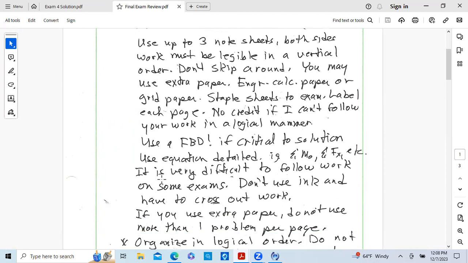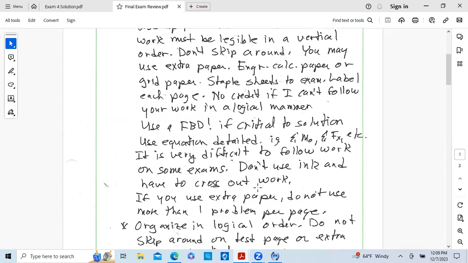Again, it's very difficult to follow work on some exams. Some of you use ink on your homework, and it's pretty spectacular, very neat. Format is very nice. But when you do this on an exam and you don't want to use something, you take your ink pen and you are crossing it out. That really is confusing in terms of trying to follow where you're at and what you're doing. So I'm going to recommend you don't use ink so you don't have to cross out work. Okay, so keep that in mind.